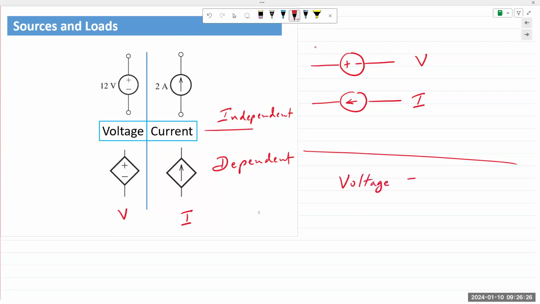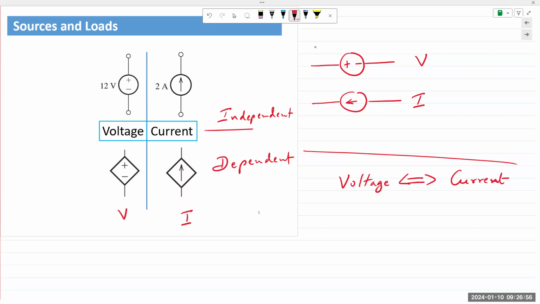Voltage and current. Now, here we see a voltage source and here we see a current source on the right. But in real life, you cannot have one without the other. If you have voltage, you have current. If you have current, you have voltage. They cannot exist without each other.